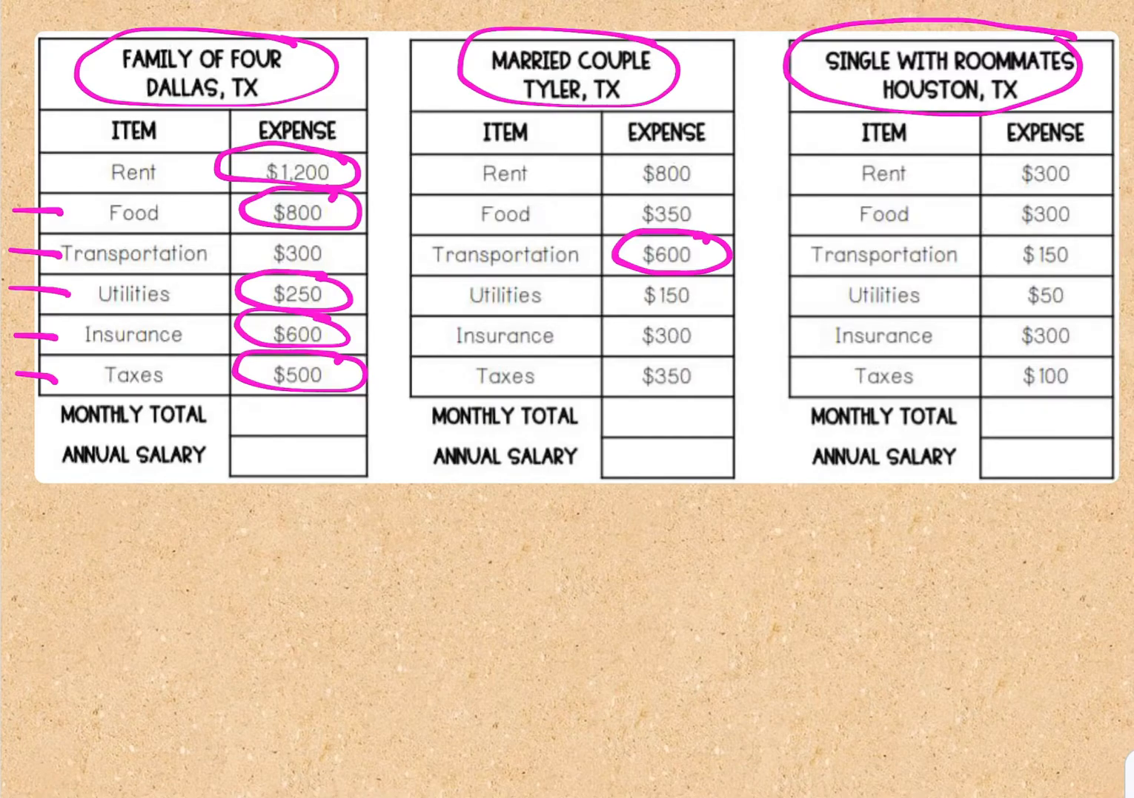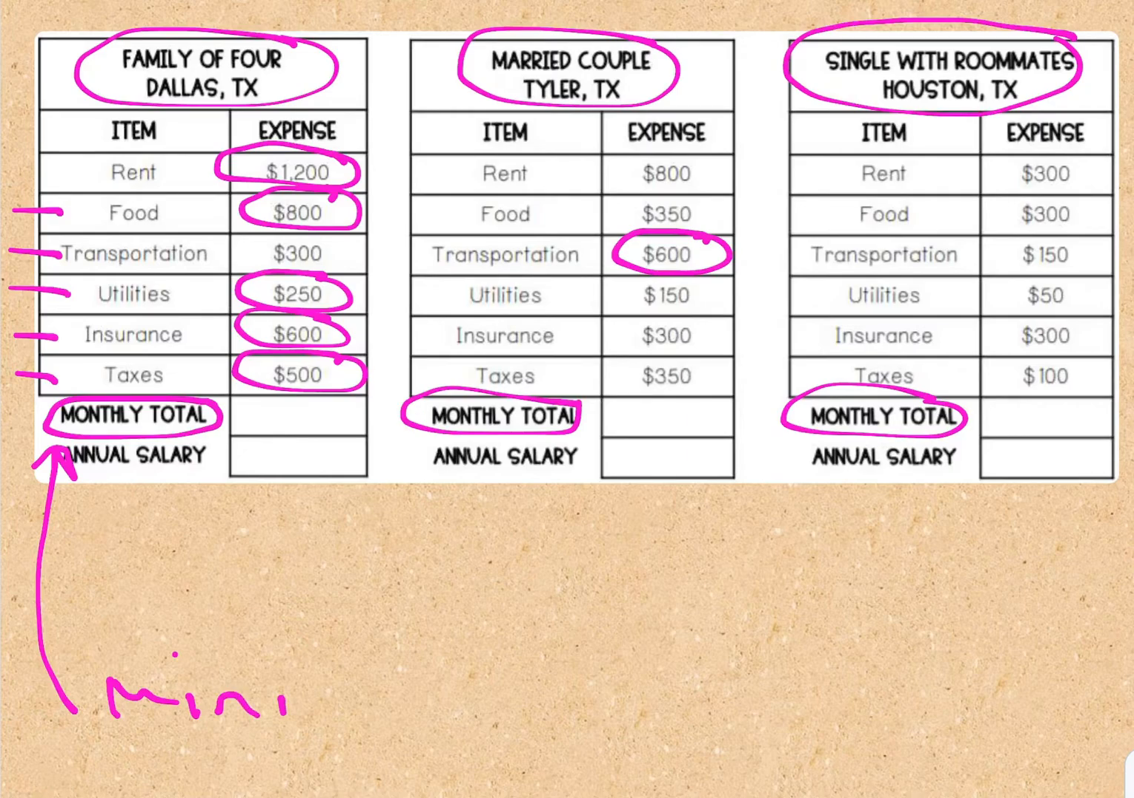In Houston, the taxes are lower because it's a single person with roommates, so they are all splitting the cost of the taxes and they don't have to pay for it all themselves. So that kind of gives you an idea on how the size of the family and locations can affect some things in the budget. Depending on where you live, you may have a few more things in your budget, depending on your location. Now at the bottom, we see that we have monthly total for each one.